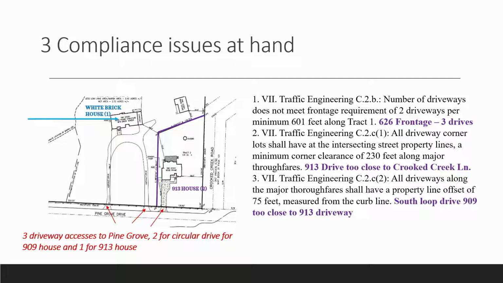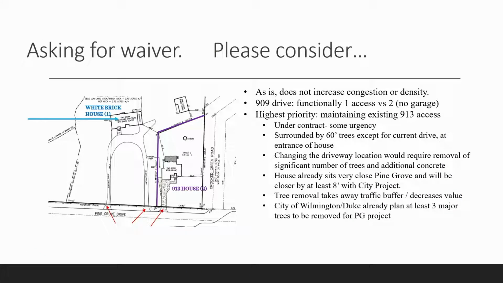And then finally, the southbound part of the loop from the driveway at 909 is too close to the concrete driveway at 913. They should be about 75 feet apart, and I think they're about 25 feet apart. So we're asking for a waiver or variance on this, and just want you to consider the following things.